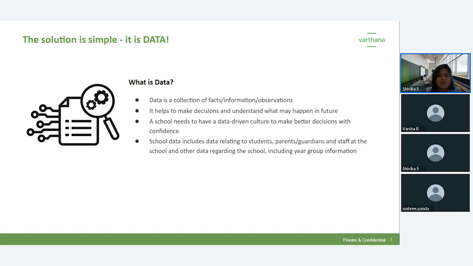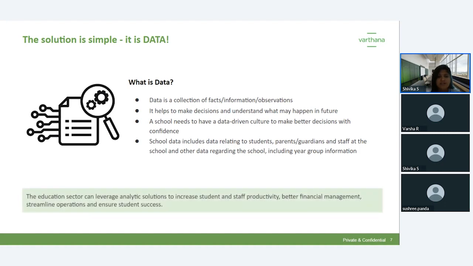And some of the data which is relevant for a school is data related to students, parents, staff, and the school culture. So these are some of the data which is quite crucial for school and school leaders. So let's move and see why it's important for school. It helps you to build a more productive staff, have better financial management, streamline your operations according to the cost, and ensure student success in the future.